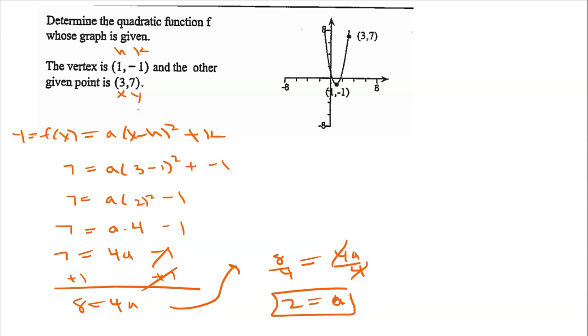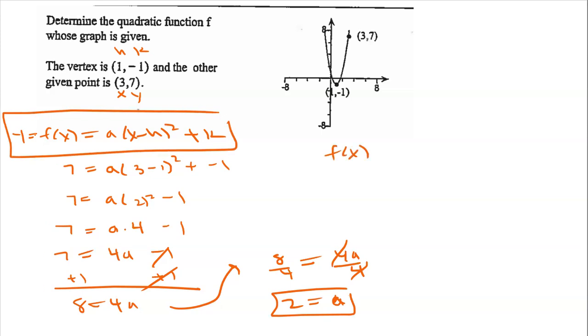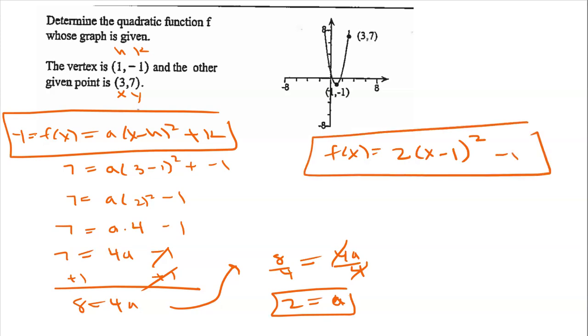And then we just plug everything back in to this equation. Okay, so we have f of x is equal to a, which is 2, times x minus, our h was 1, squared, and then our k was negative 1. And then that's our answer there.